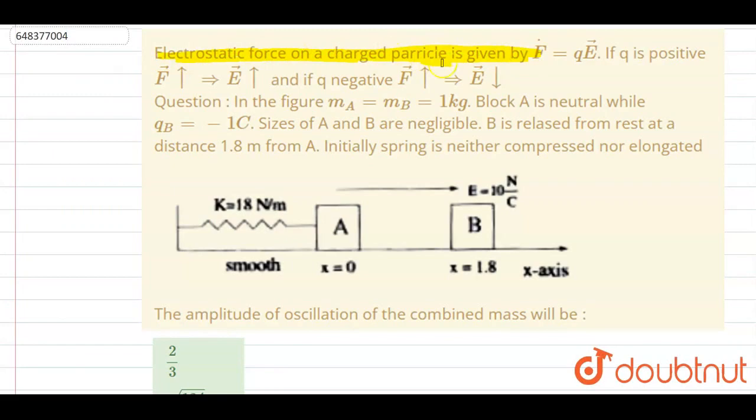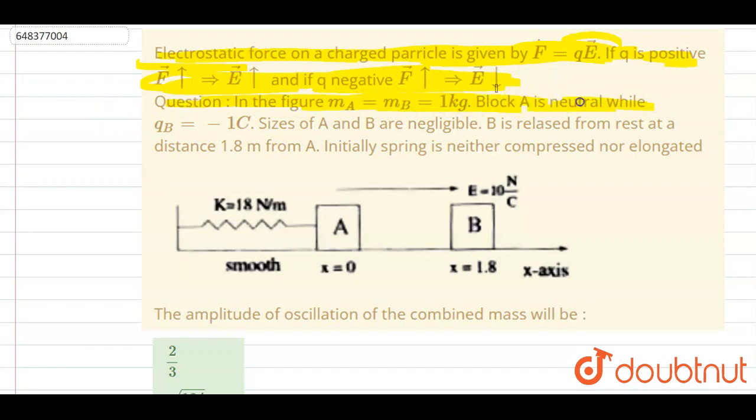Hello everyone, electrostatic force on a charged particle is given by F equals EQ, where Q is positive. Force will be parallel to electric field if the charge is positive, and if the charge is negative, they will be anti-parallel.